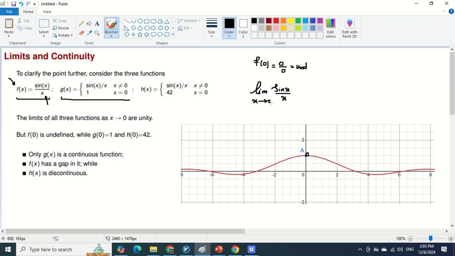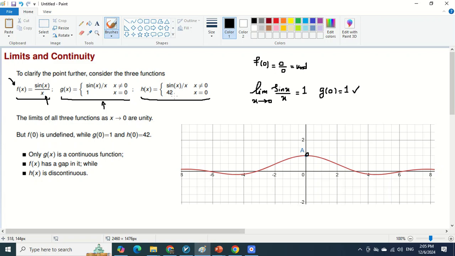And as you remember from the squeeze theorem, that limit was equal to 1, and the limit and the value of the function are the same, meaning that g of 0 as well is equal to 1. So the value of the function is equal to the limit of the function, which means the function is continuous. So the only case that we have over here is g of x, which is continuous. What about the function h?